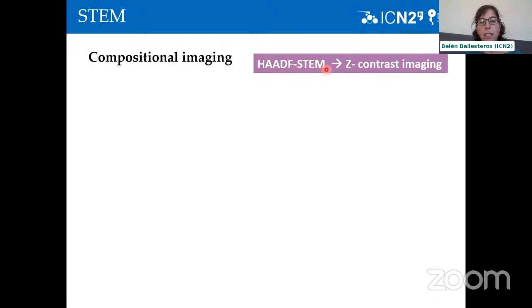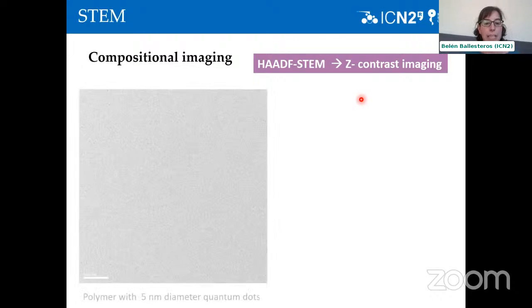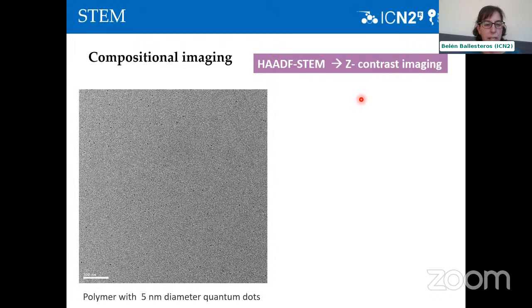And why are we interested in this detector? Well, we are going to get Z contrast imaging. So again, we will get compositional images of our samples. Let me give you some examples so that you see why this is interesting.